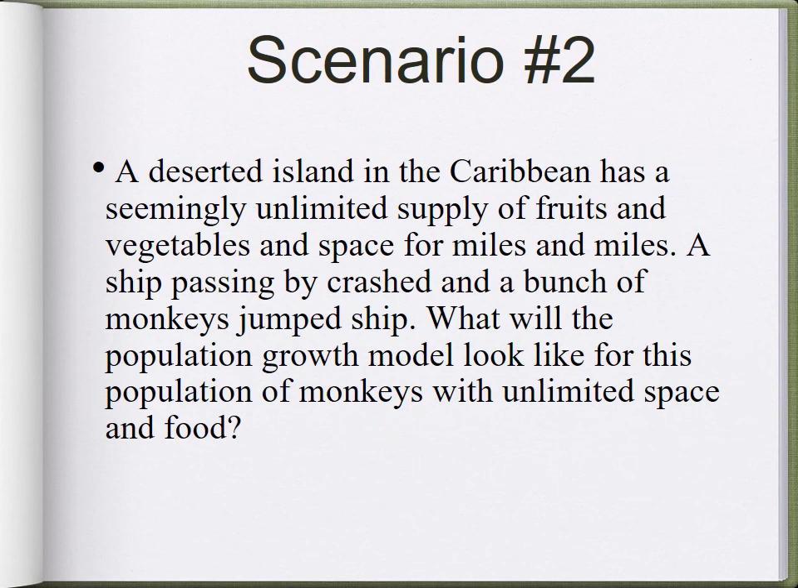Here's another example. We have an island in the Caribbean that has unlimited supply of fruits and vegetables and space for miles. A ship passes by with a bunch of monkeys, and the monkeys get on the island. What would it look like for them with unlimited space and food? Well, the monkeys will have plenty to eat, plenty to drink, a lot of space. Their population is going to go up like a J-curve, exponential.